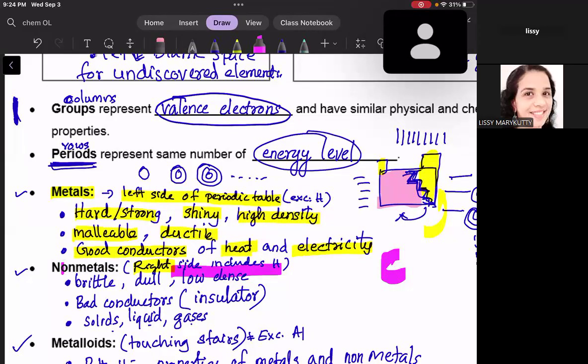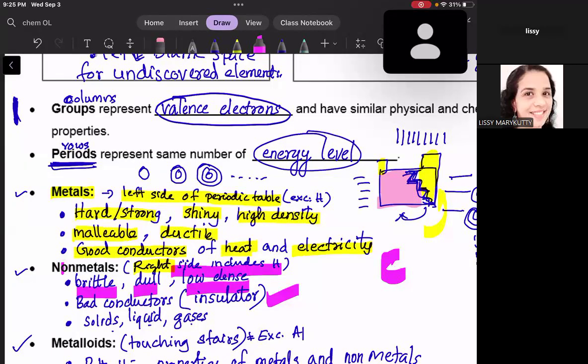So carbon is dull, is brittle. That means if we beat them, they are not malleable and ductile. They will break easily and they have low density compared to metals. And they will never conduct electricity. They are called insulators. They are bad conductors of heat and electricity.